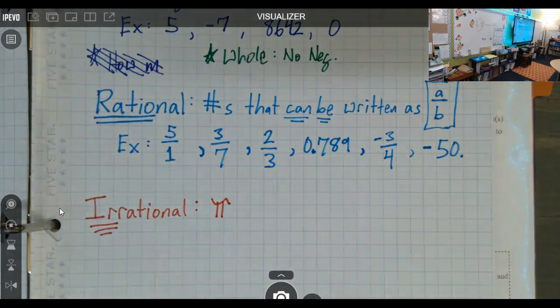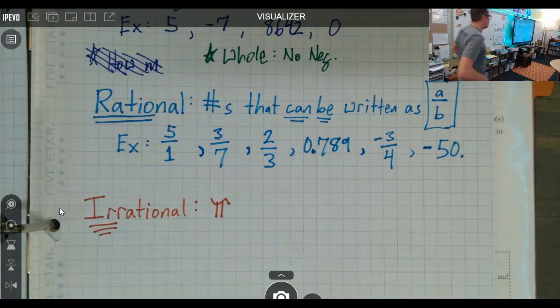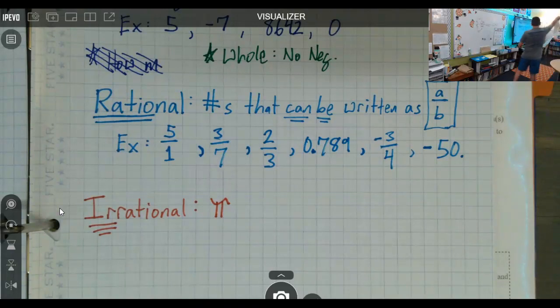So an example of irrational numbers, pi. That's the only example you need to know right now. Pi cannot be represented by a fraction. And the other problem with pi, this isn't even a thousandth of pi. This isn't even a millionth of pi. This isn't even close to any part of pi, because quite frankly, pi goes on forever.